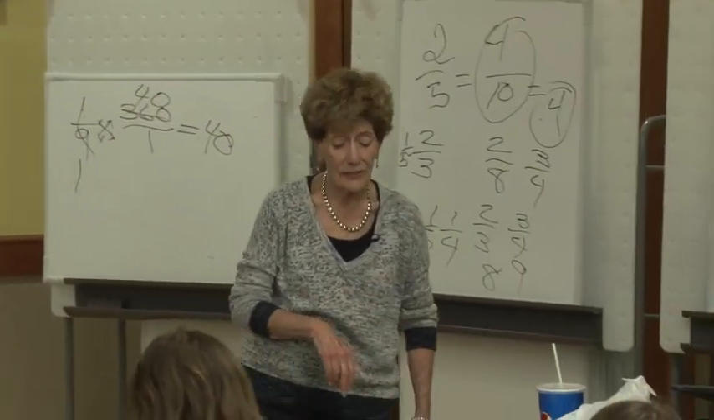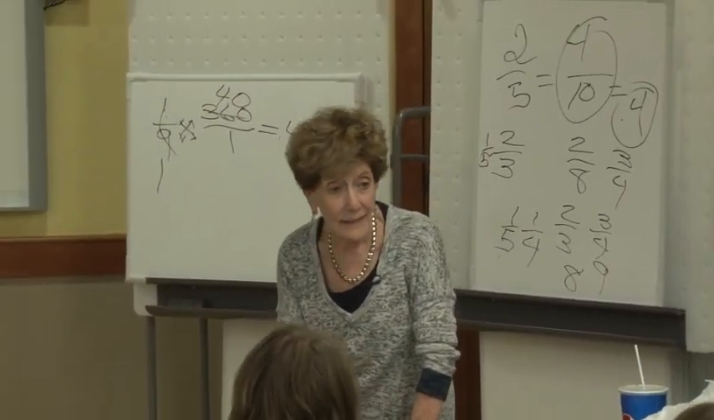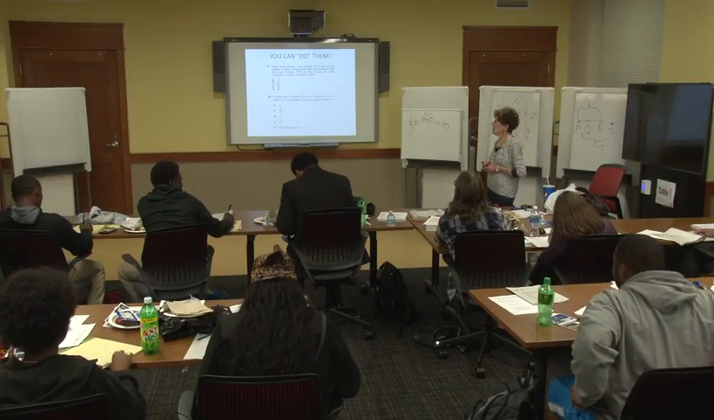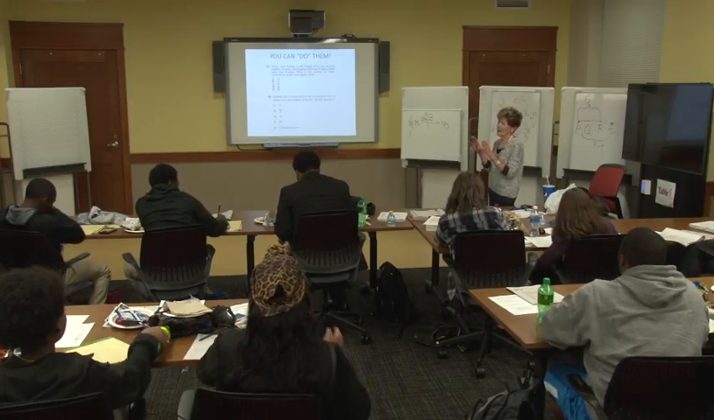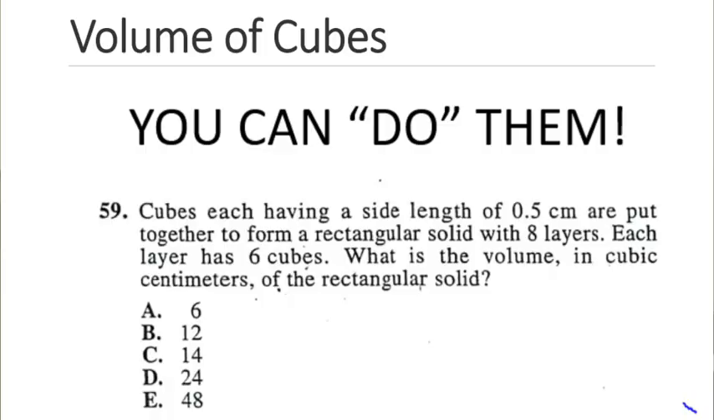And yes, there are certain things that are going to be on the test. Okay. Cubes. You know what a cube is? A block. Each having a side length of 0.5. I'd rather you do it as a half. So you've got blocks, and you're putting them together to form a rectangular solid, and it's got 8 layers. Think of a layer cake. 8 layers, it's going up. Each layer has 6 cubes in it. So draw 6 cubes in a row.